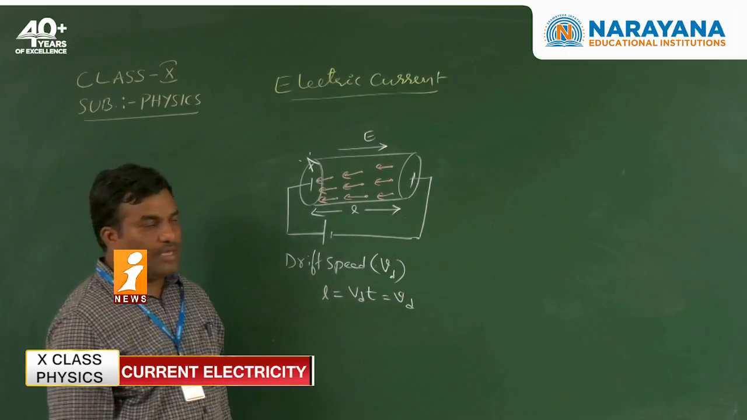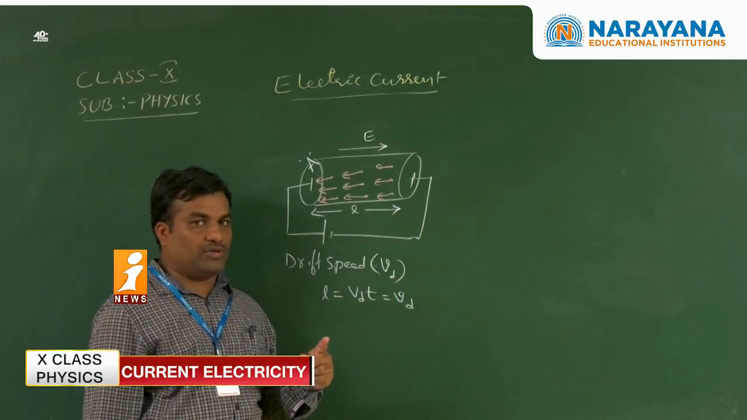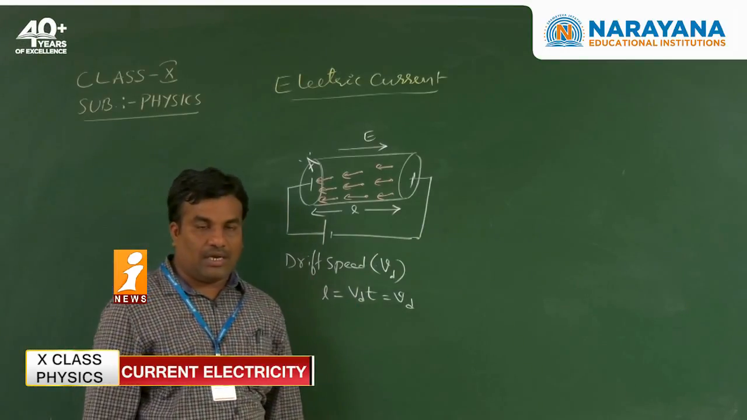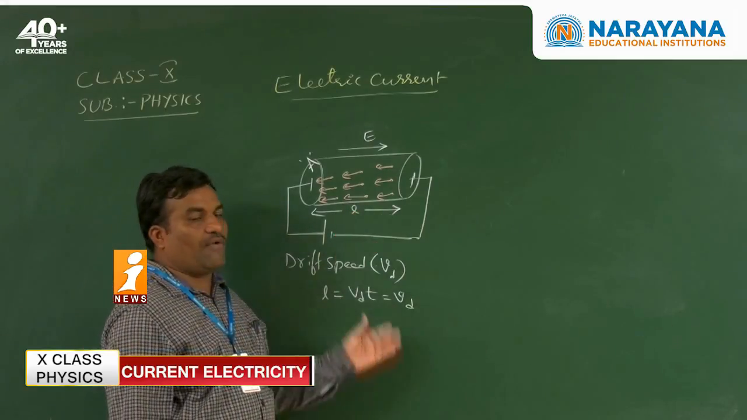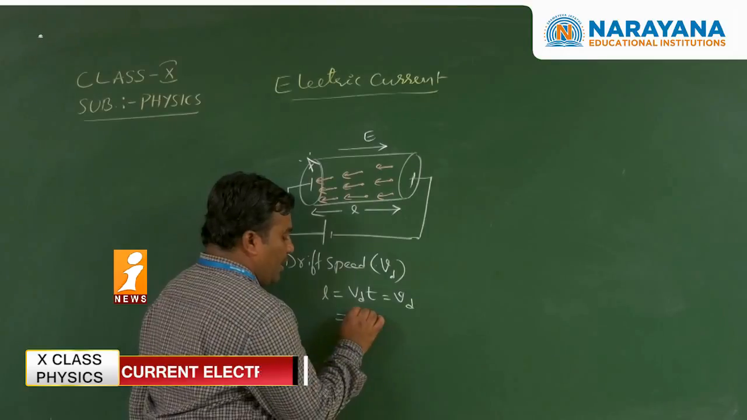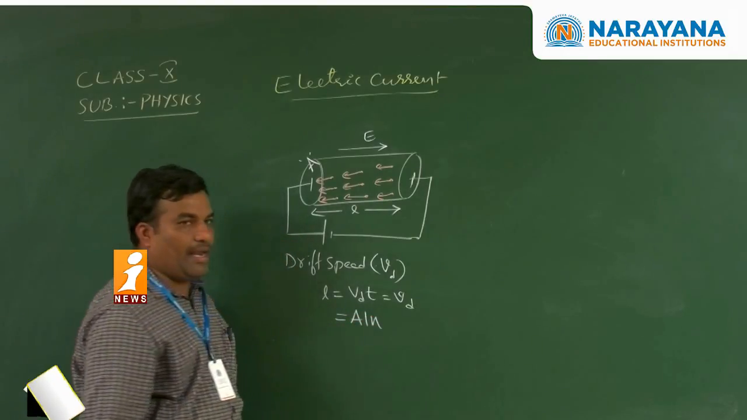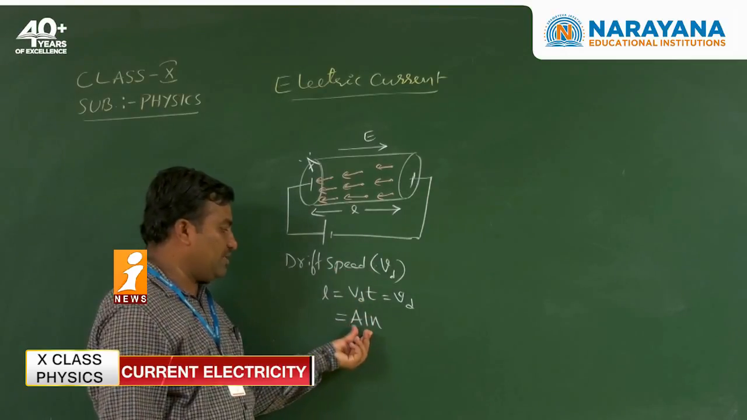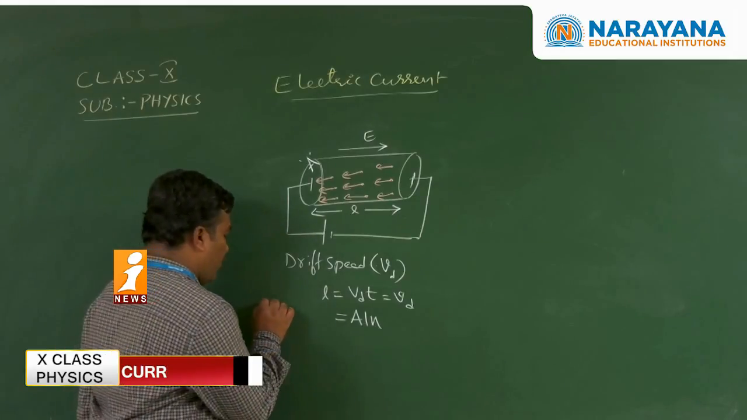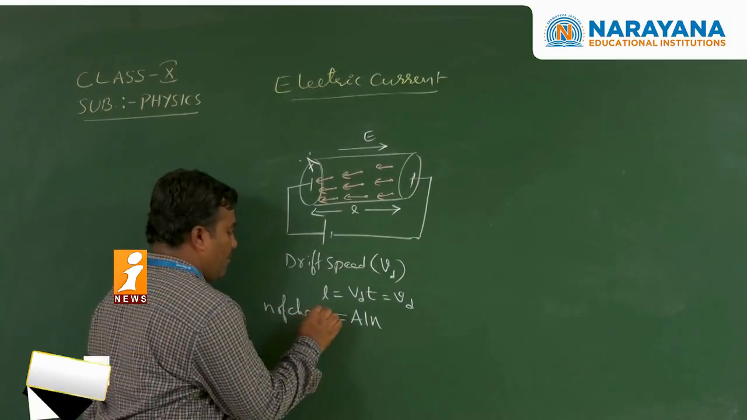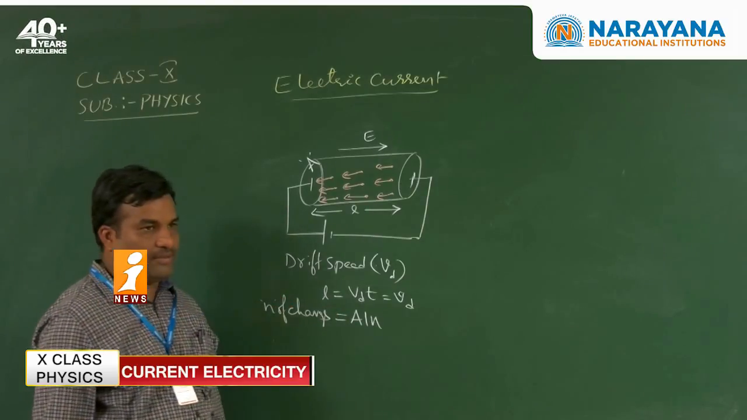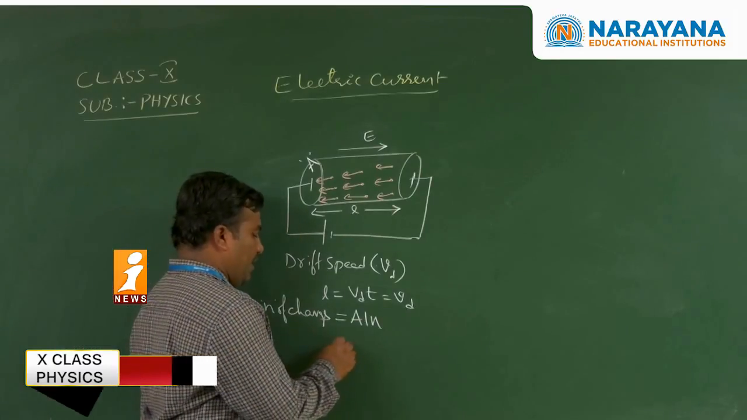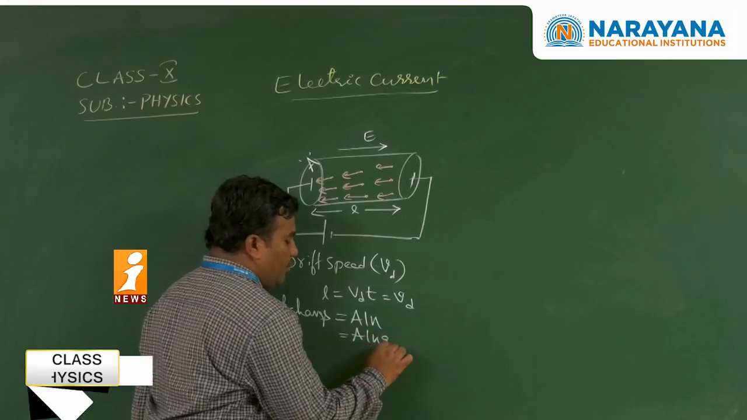Here we discussed only one charge, but there are n number of charges. The total charge in the volume of the conductor is A L N, and each charge is e or Q, so we write A, L, N and Q.